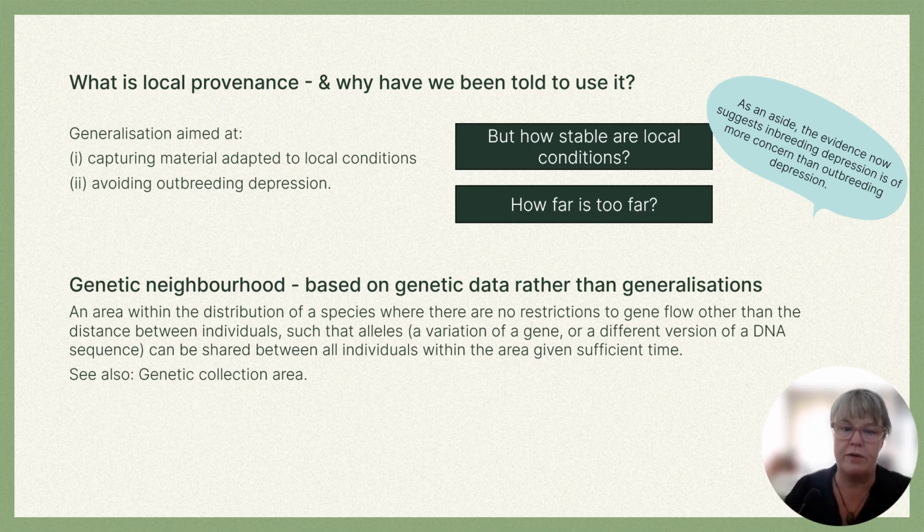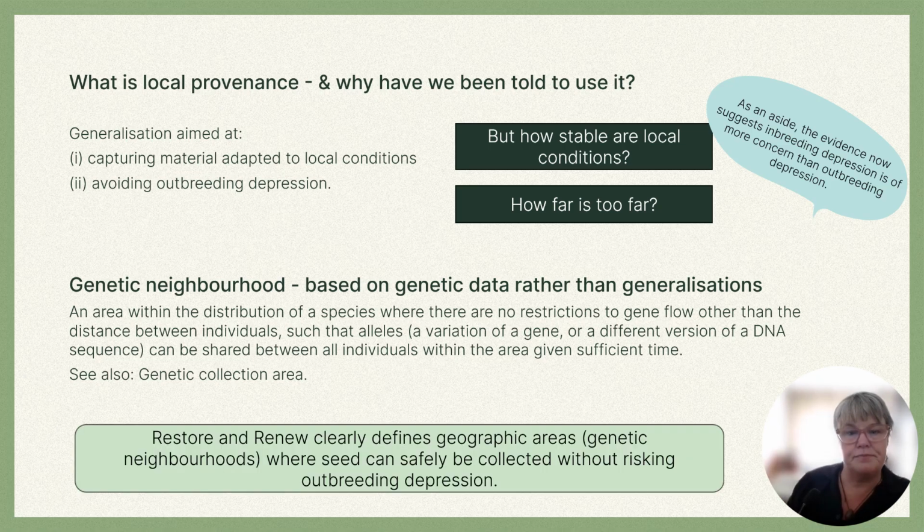In the web tool, we also call this a genetic collection area. So what this definition means is that you're not going to break apart those co-adapted gene complexes within a genetic neighborhood, because the genes are already being shared. These co-adapted gene complexes are not going to be broken up. So individuals within a genetic neighborhood can be crossed without risking outbreeding depression. So the Restore and Renew web tool clearly defines geographic areas, or genetic neighborhoods, or genetic collection areas, where seed can be safely collected without risking outbreeding depression.